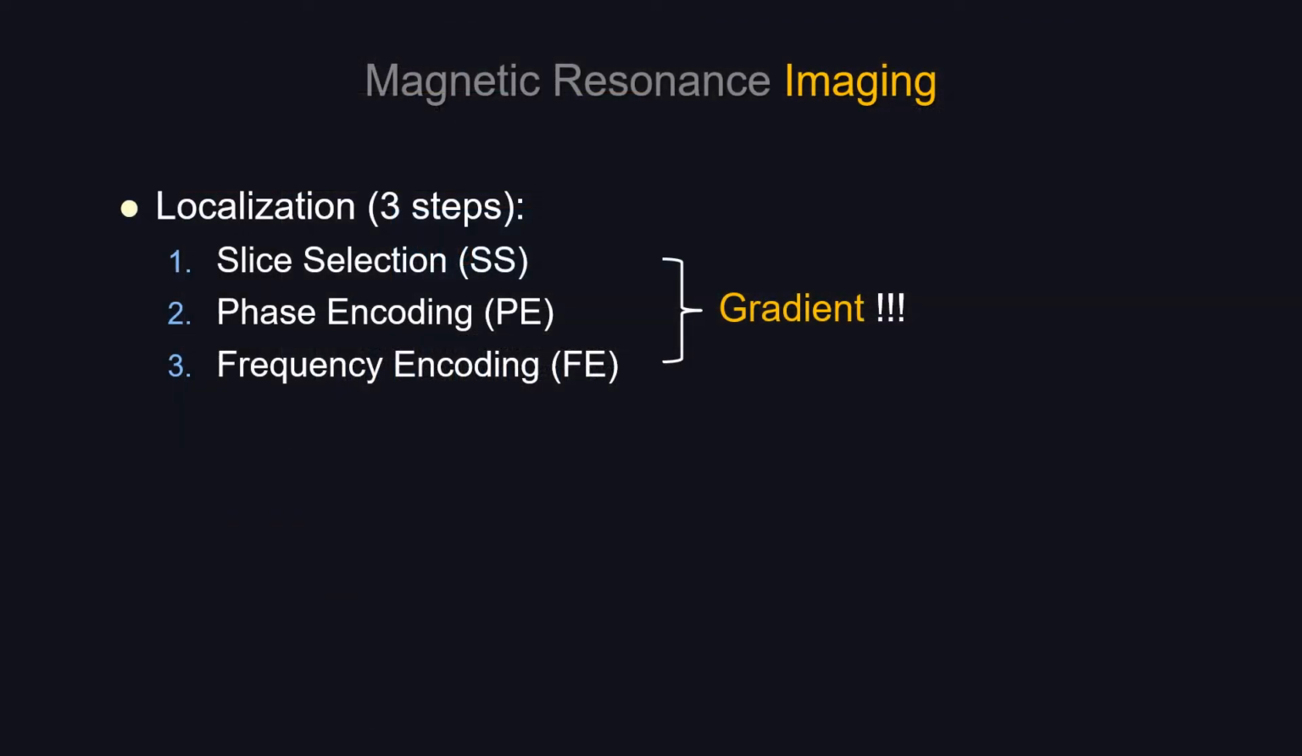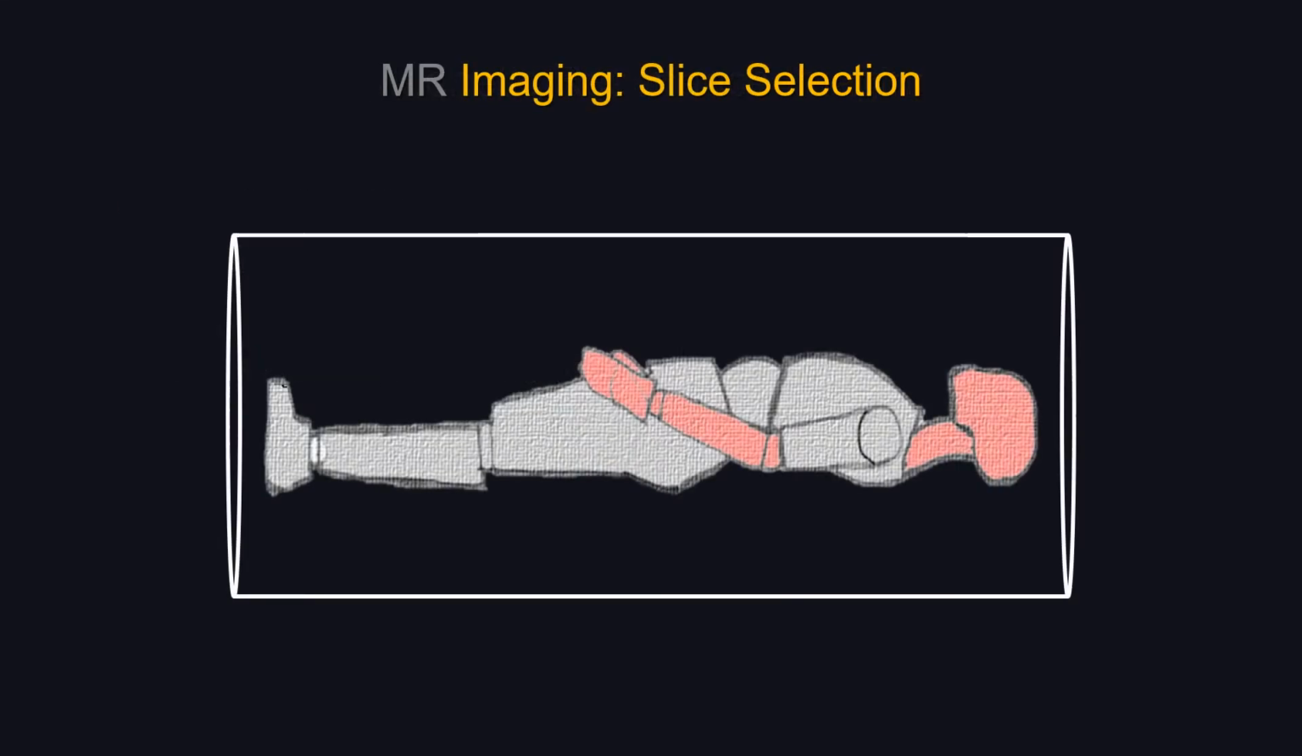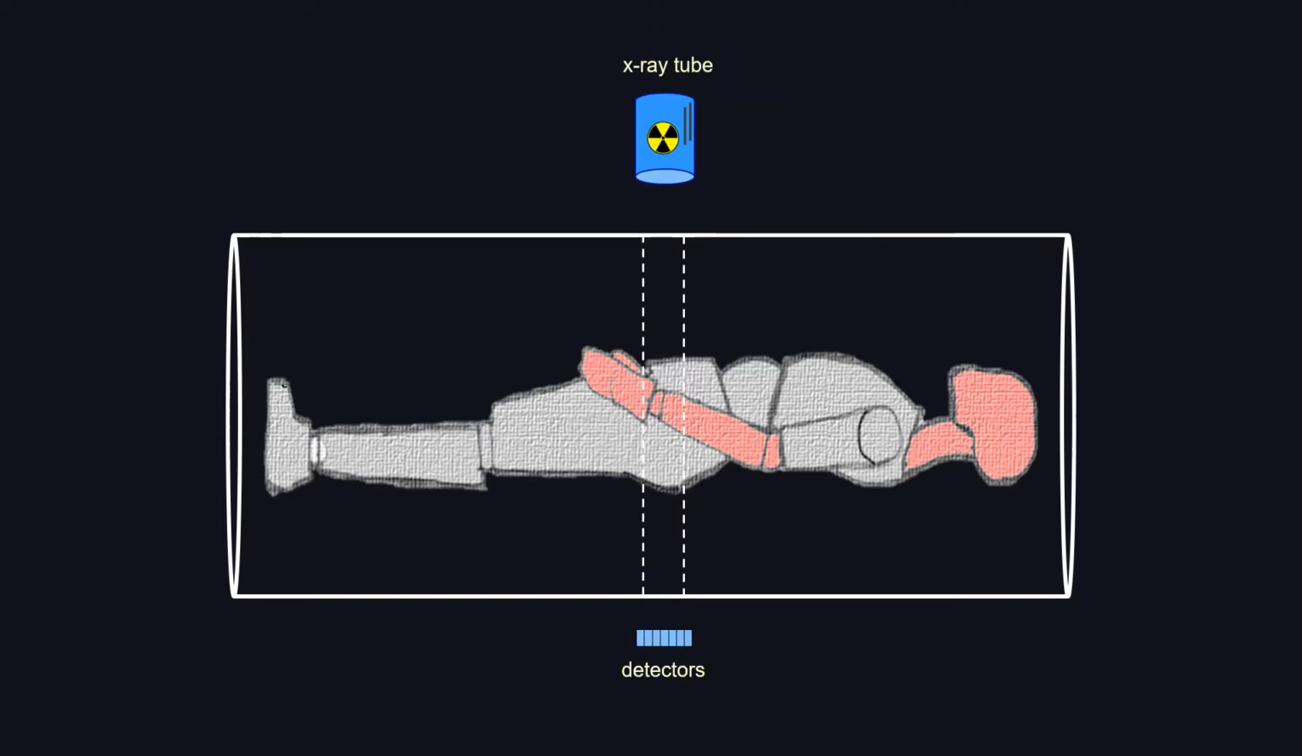So once you acquire a signal, now let's talk about the concept of localization. The first step is the easiest one to understand, slice selection. If you think about CT, the concept of slice selection is very easy. Let's say you want to focus on a thin section down the middle of the torso. It's easy. You have a source for photons and you have a detector on the other side. You just shoot the beam across. It can collimate the thickness of the slice, and that's your slice selection.